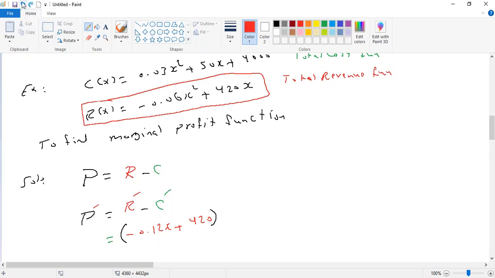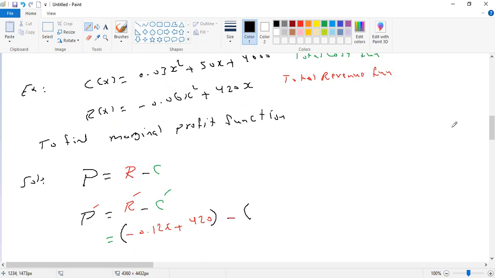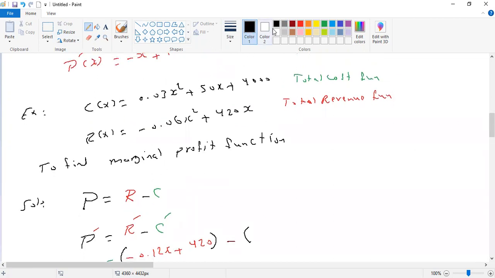Then minus what now? Minus marginal cost. What is the marginal cost? This one is the cost. The derivative of the first term: 2 times 0.03 is 0.06x. Then the derivative of the second term, 50x, is 50, because x is 1, plus 50. And the derivative of 4,000 is 0.